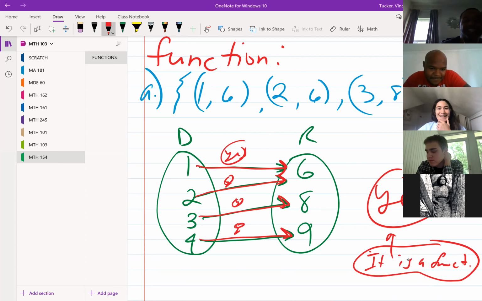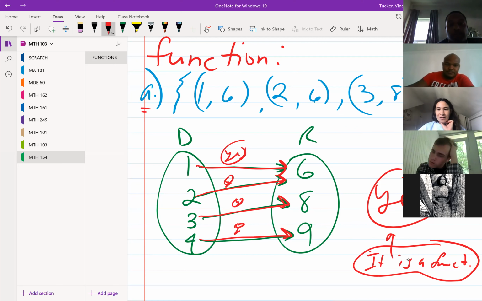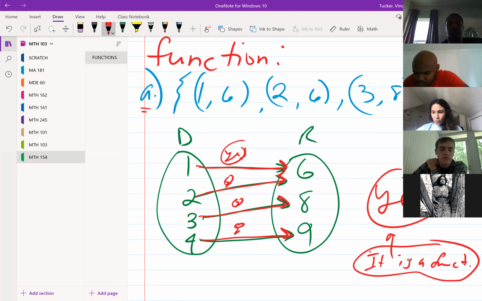I'm about to go to B. Oh no, I'm still confused. So the domain is the first component of the ordered pair. That's what you said, right? Yes. So is this 1 and a 6? Is that considered a pair? That's an ordered pair? Okay, but to me in my brain, I don't know why, any of these numbers could go to any of these other numbers. You know what I mean?